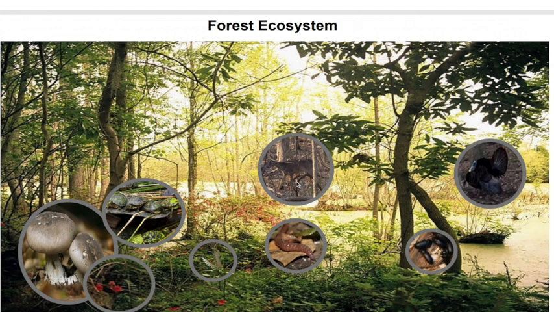You have a deer, you have turtles, you have a mushroom, you have a flower, you have a snake, you have a worm, you have beetles, and you have a turkey. So these are different organisms that live in a forest ecosystem.